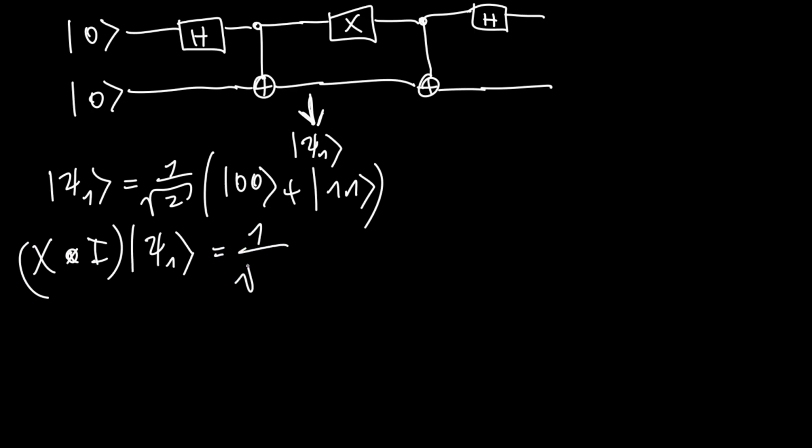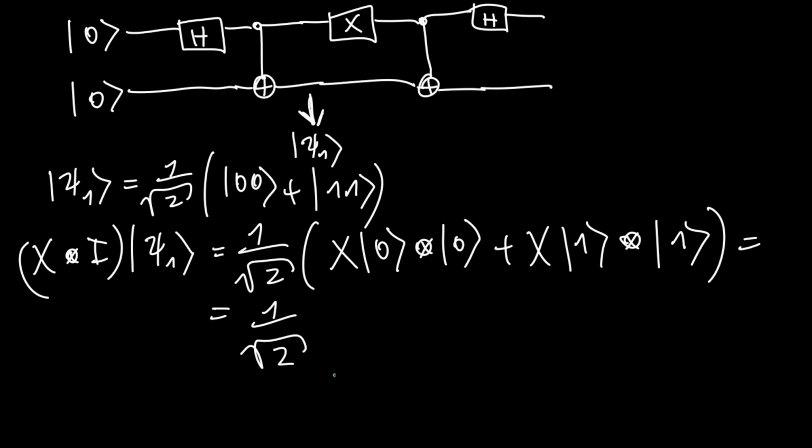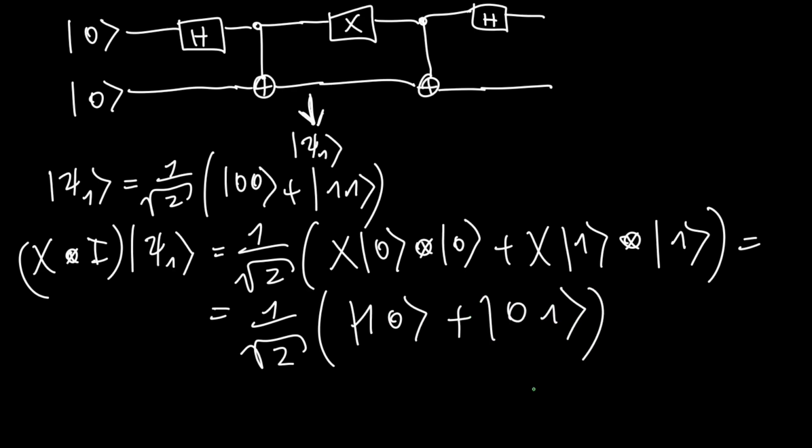So it's gonna be for the first qubit X gate, second qubit nothing. The X gate is just NOT, so 0 becomes 1 and 1 becomes 0, like that.